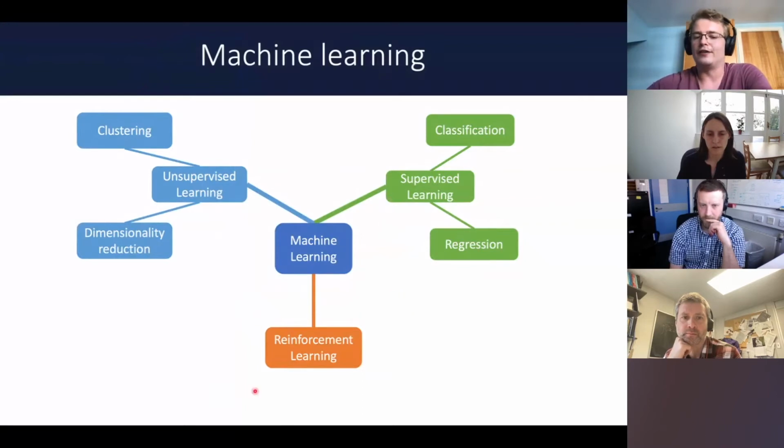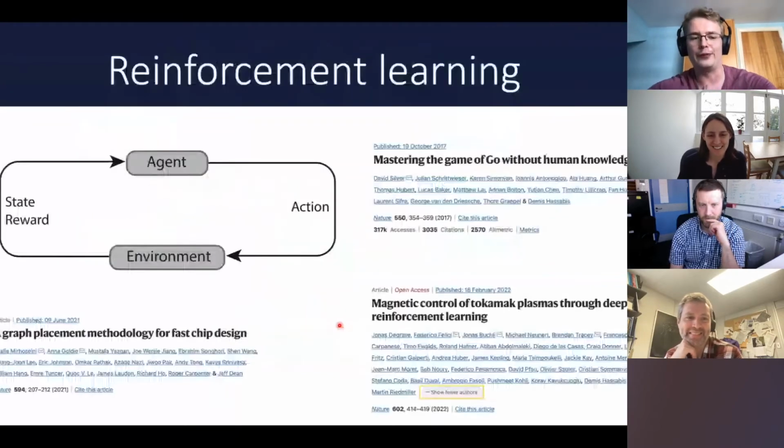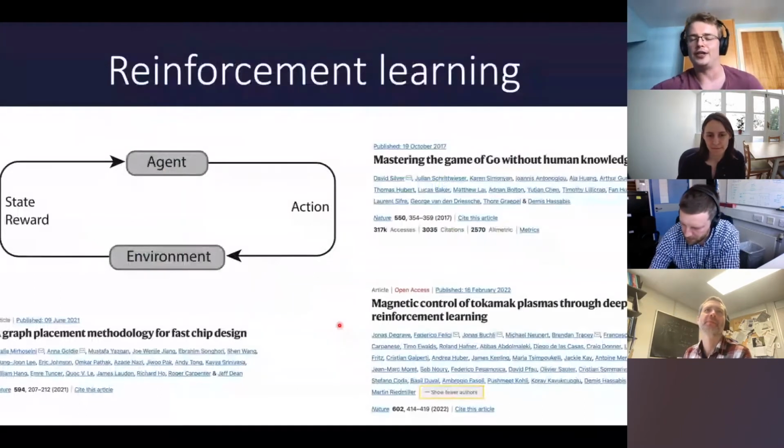And then you have reinforcement learning, which I might be slightly biased, but I think that's the most interesting one. So the idea behind reinforcement learning is we're trying to teach an agent optimal behavior.